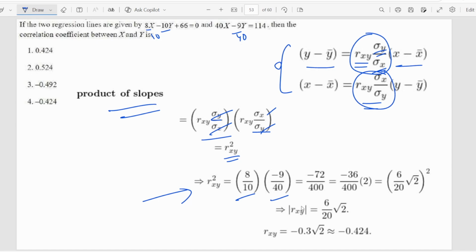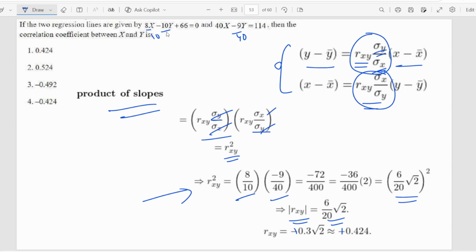So once we take this product, we notice that it's the square of this thing, which means the magnitude of the correlation coefficient is going to be this thing. And that's the magnitude. But what about the sign? The sign is actually going to be positive.